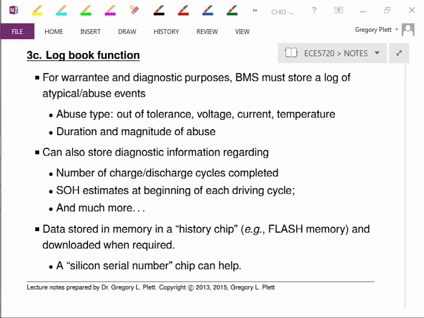Diagnostic purposes, something went wrong.